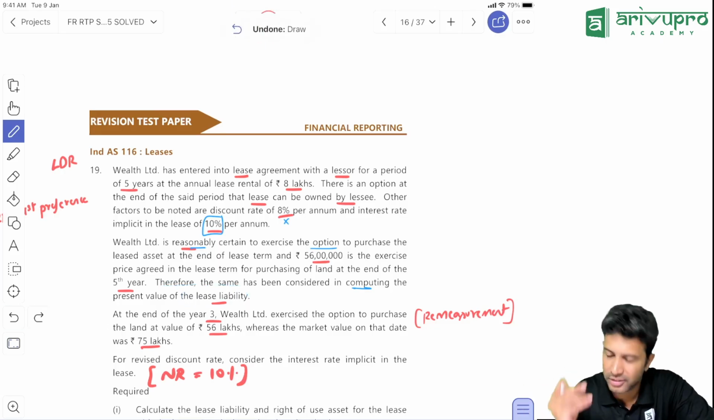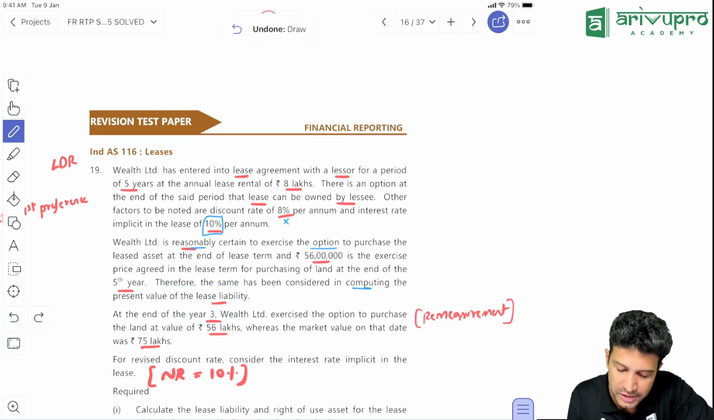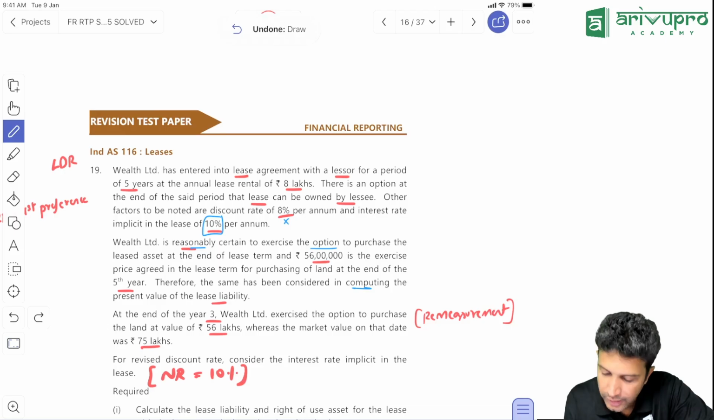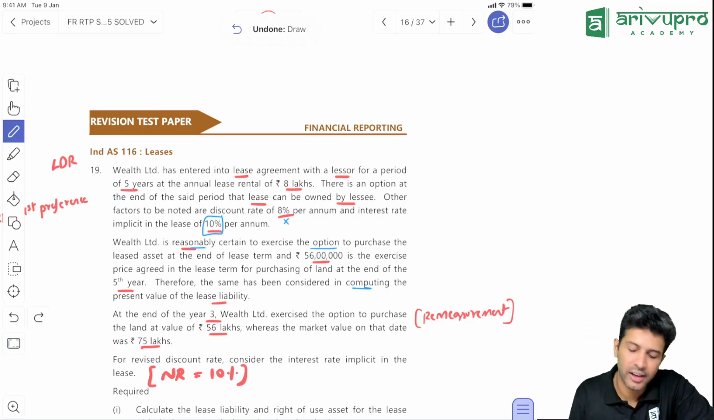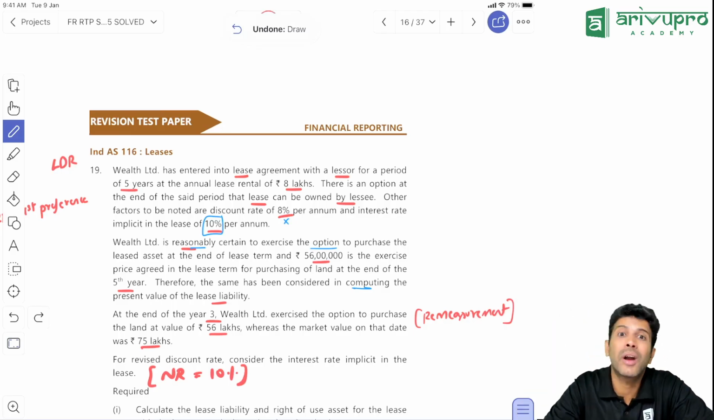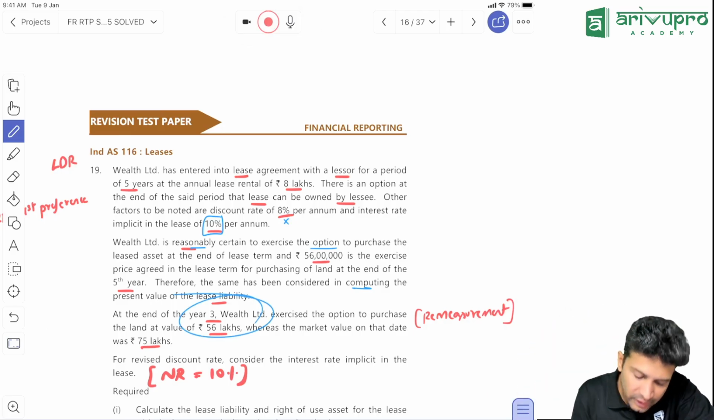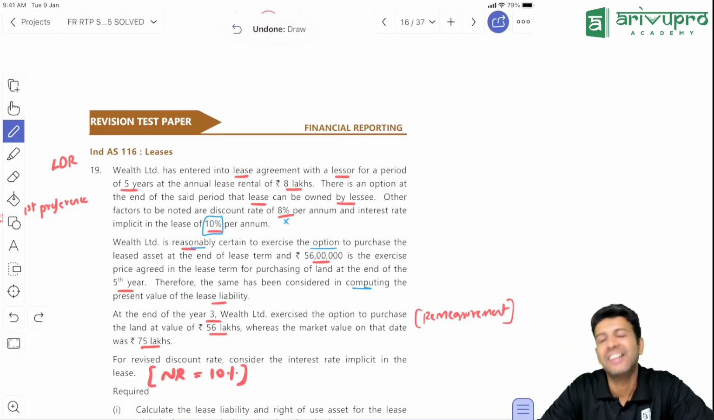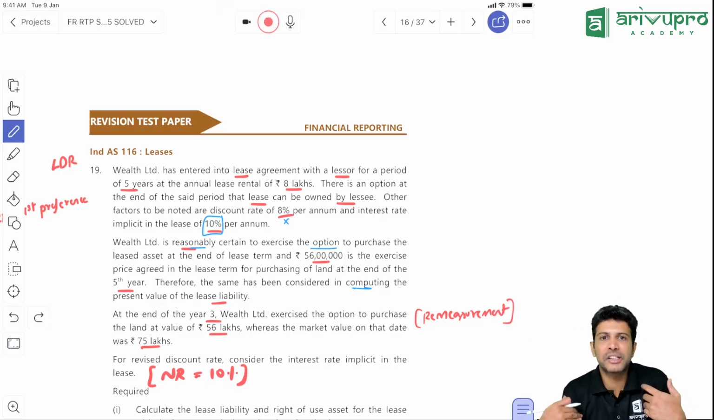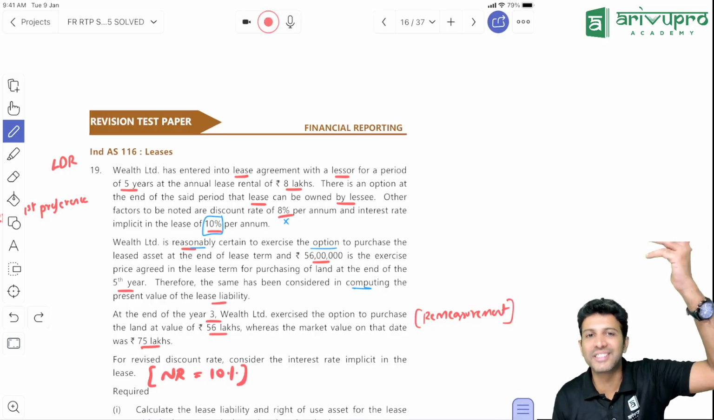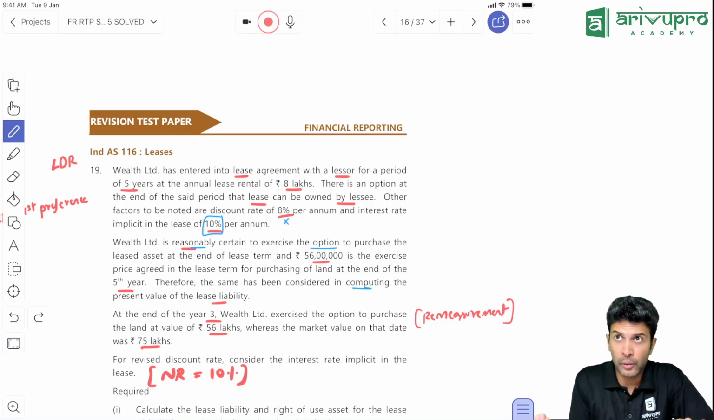They are telling the steps that we know. At the end of year 3, Wealth exercised the option to purchase the land for 56 lakh, whereas the market value was 75 lakh. Hang on. So the lease was 5 years, right? So ideally, the lessee had an option to purchase the asset in the 5th year, right? But what happened here? By the 3rd year only, the lessee purchased the asset. So in a way, the lease has come to an end now, because after you purchase the asset, why will you pay lease rental?